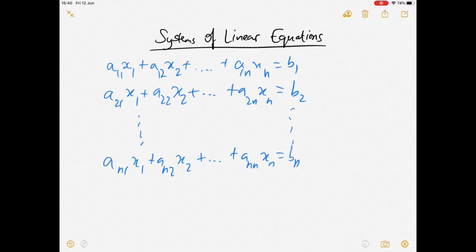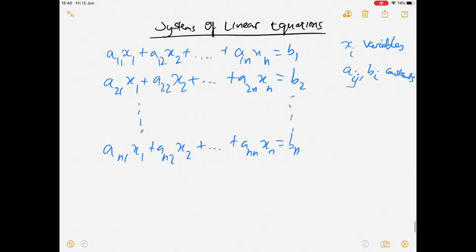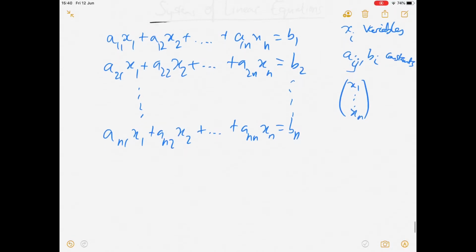Okay, so that's quite complicated. Just to be clear, the xi's are the variables, and the aij and bi are constants. And we want to solve this system of n simultaneous equations to find the solution x1 up to xn, what each of these xi's are equal to.